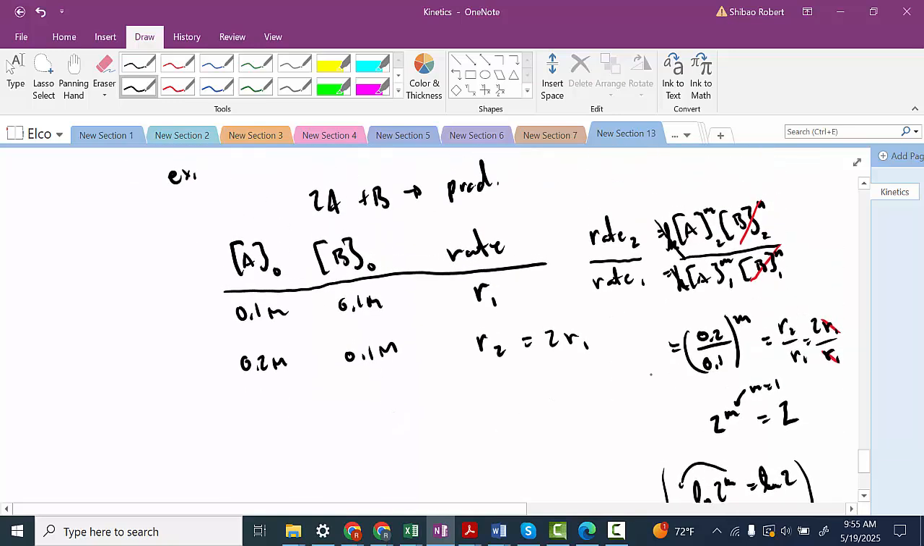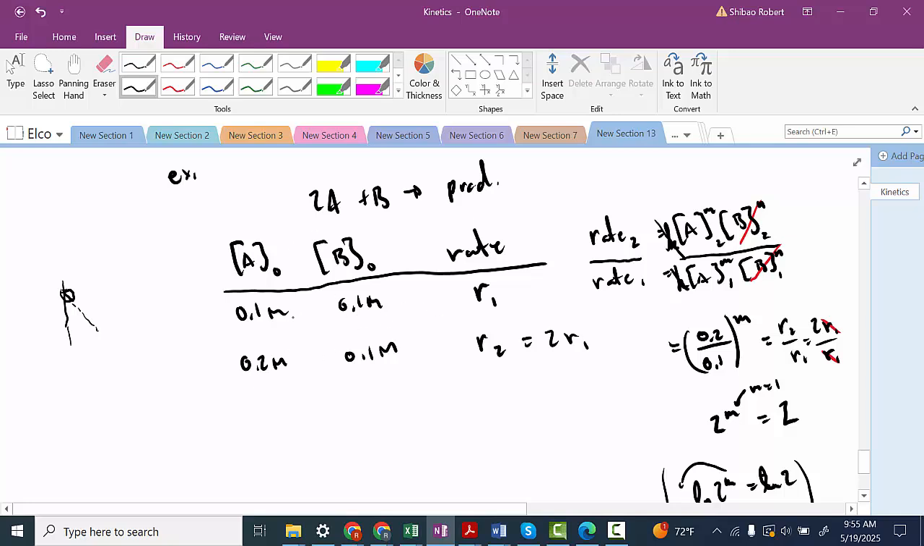Okay, now that we figured out what M is, the next step is to figure out what N is. So we'll need a third experiment here. And so we don't have to measure the whole entire curve. We're just measuring the beginning part of this curve right here, not the whole thing. So we don't know how it's going to decay.